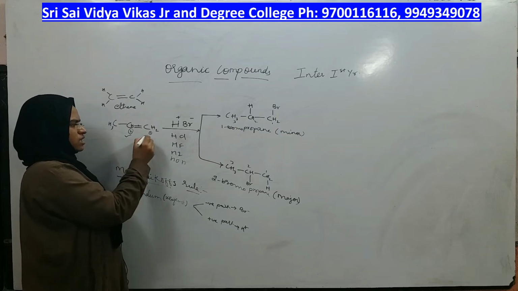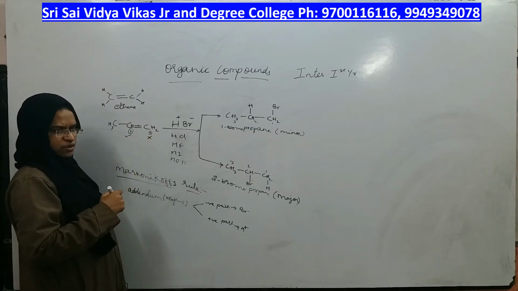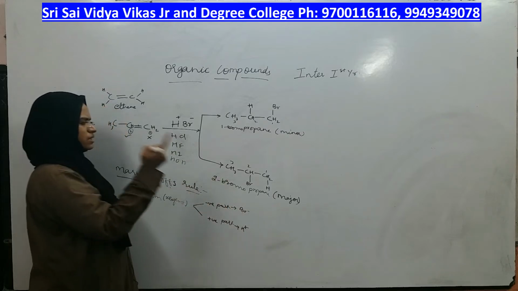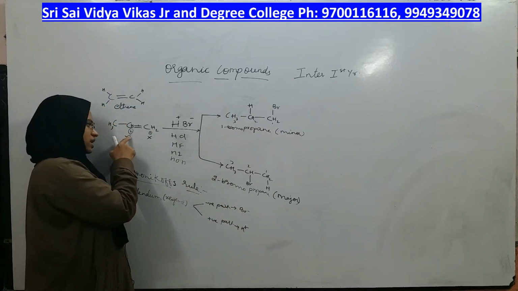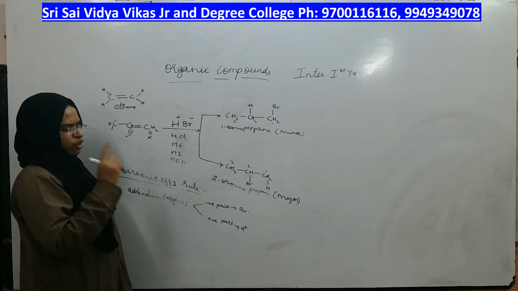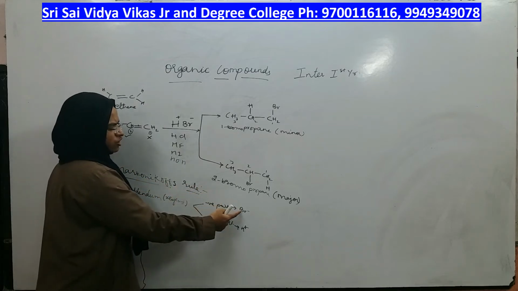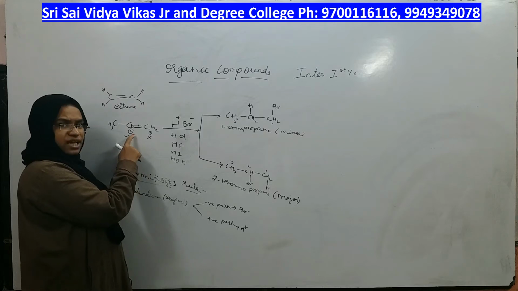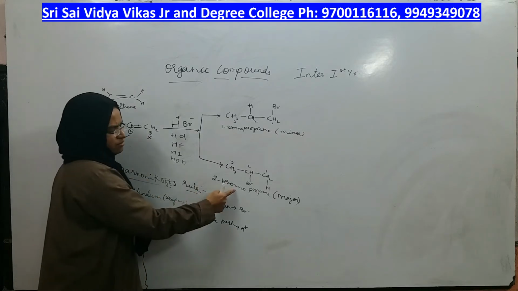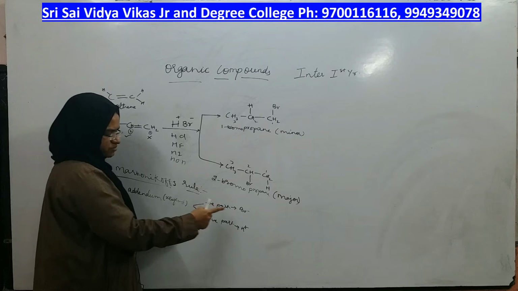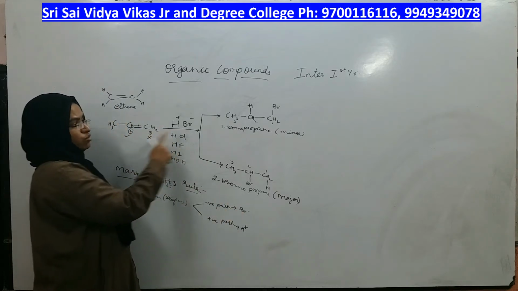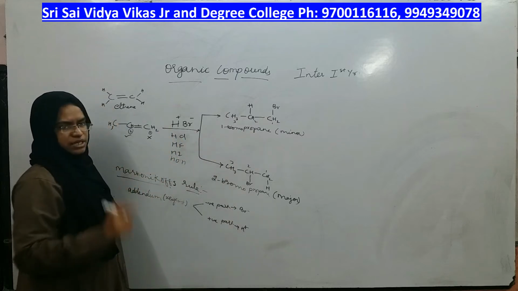This carbon does not have the least number of hydrogens. The negative part of the addendum is Br minus. The carbon containing the least number of hydrogens is the second carbon. Therefore, the product in which the negative part of the addendum attaches to the carbon containing fewer hydrogens is the major product, and the one in which it attaches to the carbon containing more hydrogens is the minor product.